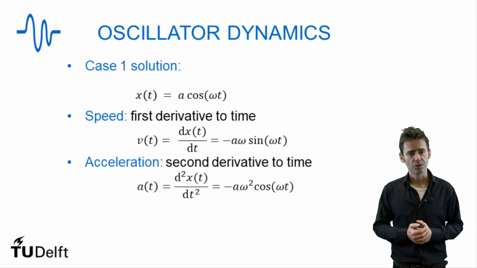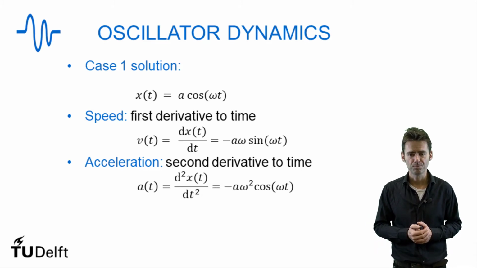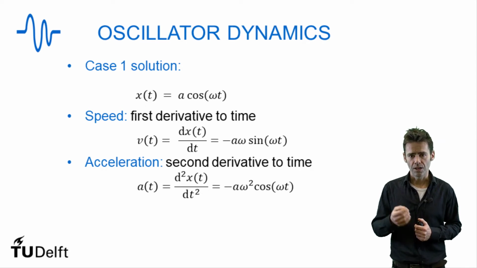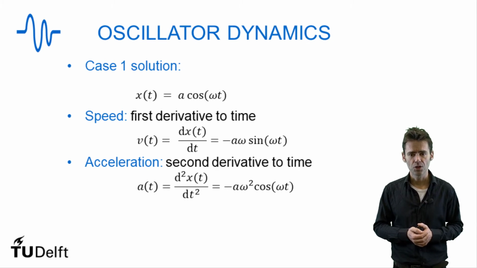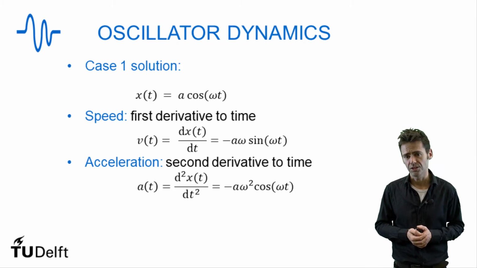Finally, we can also determine the acceleration. This is the second derivative of the position with respect to time, or the derivative of the velocity with respect to time. Our acceleration as a function of time is now minus a omega squared cosine omega t, again applying the chain rule on, for example, the velocity.